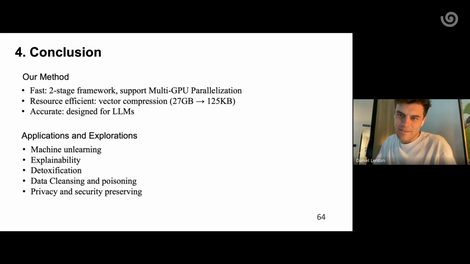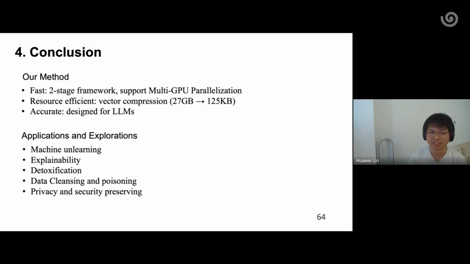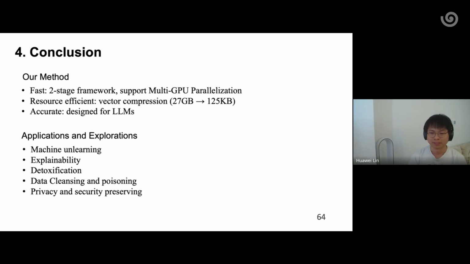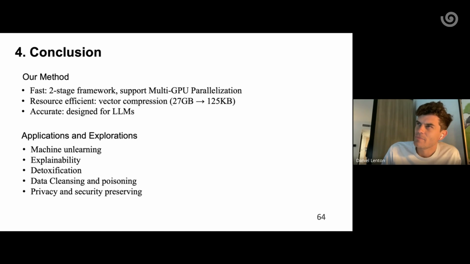We are trying to do machine unlearning right now. Actually, it's very hard, because if we want to change the knowledge of one training data sample, it might change another sample. It might change a lot of knowledge, and it will cause more hallucination or more errors. It's very hard to do right now.